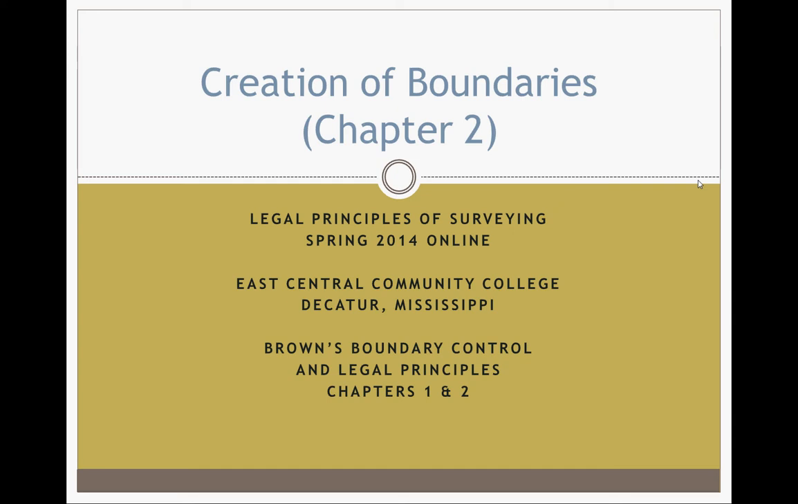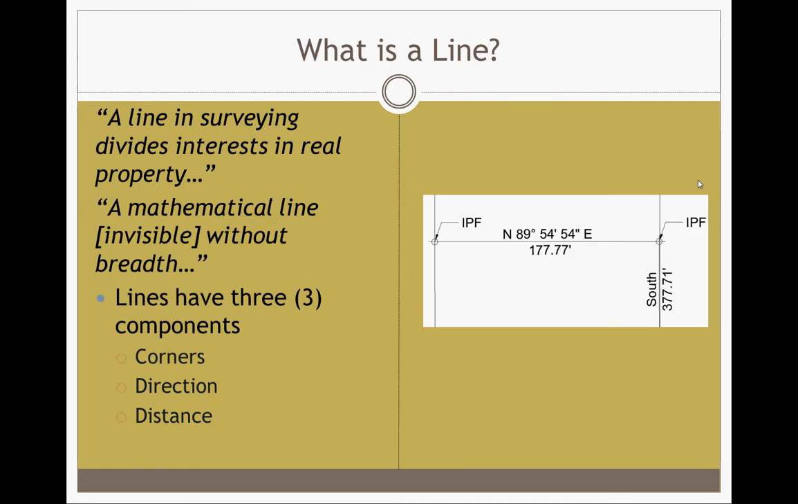We covered the finishing part of Chapter 1 and now we're going to cover Chapter 2 of the textbook, talking about creation of boundaries. Now, we need to start off with thinking about what is a line. When we talk about lines in surveying, they divide interest in real property. And as we taught before, real property is basically land that can be owned by someone. And so the interest that we're talking about in this land that can be owned is, what can I do with it? What are my rights to the land? What is the extent of what I can do with my land?